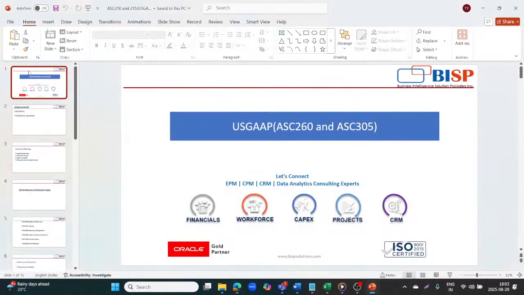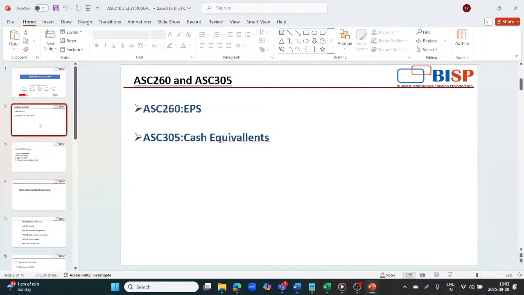So today we are going to see Accounting Standard Codification 260, which stands for EPS, and Accounting Standard Codification 305, which stands for Cash Equivalents. So 260 and 305. Let's get started with Accounting Standard Codification 260, that is EPS. EPS is nothing but earnings per share.